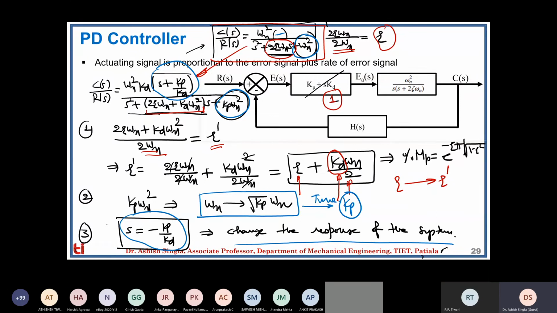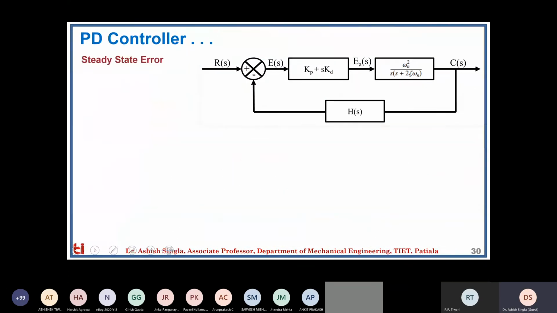And if we have to reduce the oscillations or if we have to increase the damping of the system, we should always play with the Kd, not the other way around. So let's say if you want to increase the natural frequency of the system, and if you keep on increasing the value of Kd, that won't help, and vice versa. And then comes the steady state error.